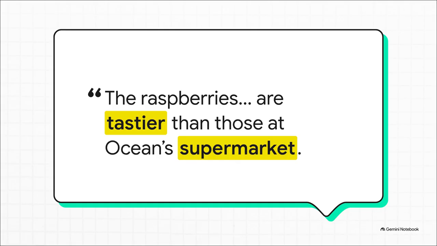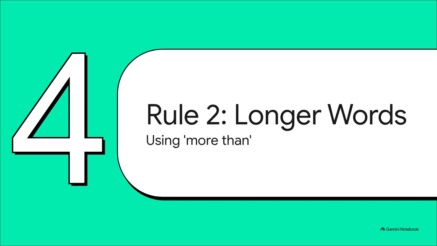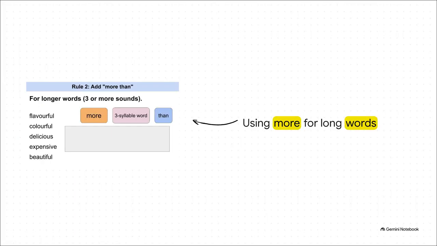Listen to this beautiful, complete sentence. The raspberries at the farmer's market are tastier than the raspberries at Ocean Supermarket. Notice how tastier has that I-E-R spelling, and it's immediately followed by the word than. This is a completely perfect comparative sentence. This brings us to Section 4. Rule 2, longer words, using more than. Let's move on and see how this builds on what we just learned.